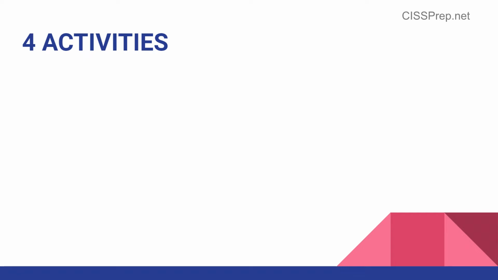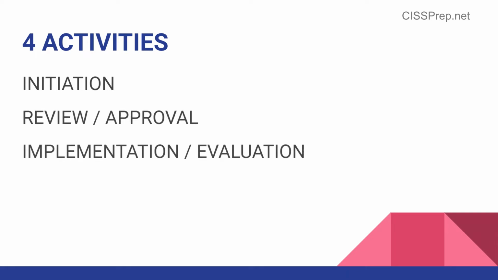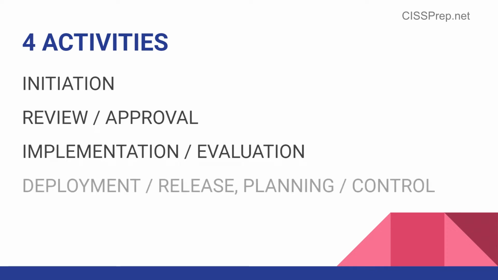Change management has 4 basic activities, and these aren't in any particular order. They're just components of change management. We'll also have a mnemonic for each of these, since they all have sub-activities that you'll need to know for the exam. So first we have initiation of the change. Next we have review and approval. Next we have implementation and evaluation. And finally, deployment, release, planning, and control, which is a mouthful, but that's exactly how it's presented in the official training. And we'll get into what happens in each of these activities, but first we'll go over the mnemonic.